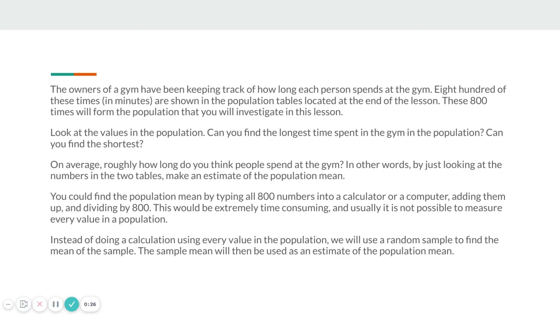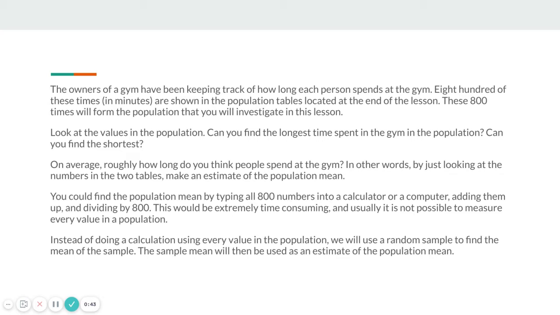So the owners of the gym have been keeping track of how long each person spends at the gym. 800 of these times in minutes are shown in the population tables located at the end of this lesson. So I'm not going to show you the 800, but I'm going to show you some. So the 800 will form the population that we will investigate in this lesson.